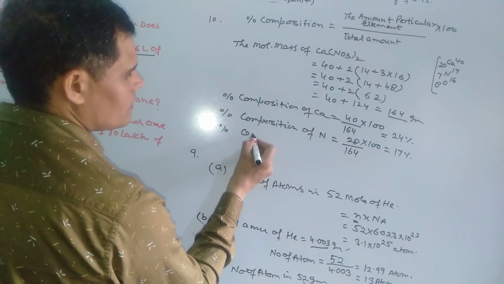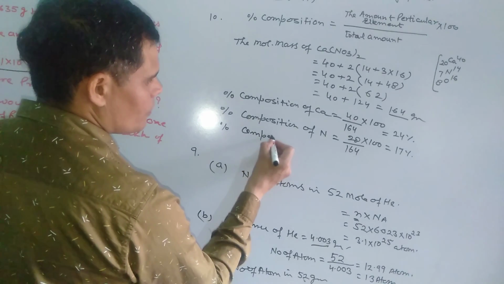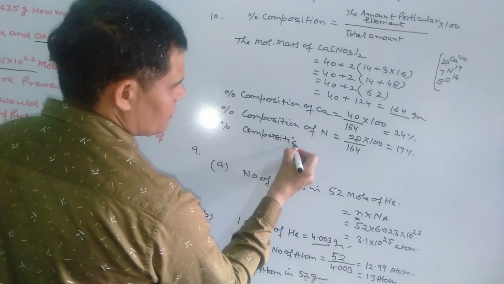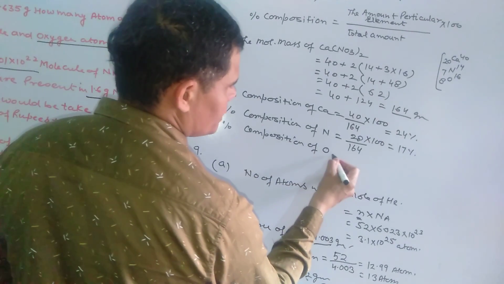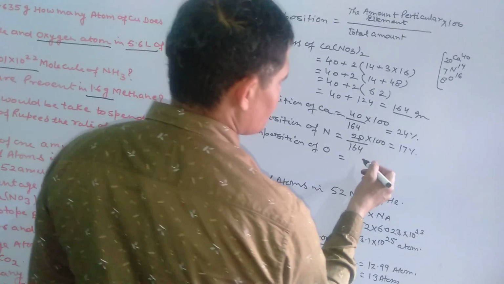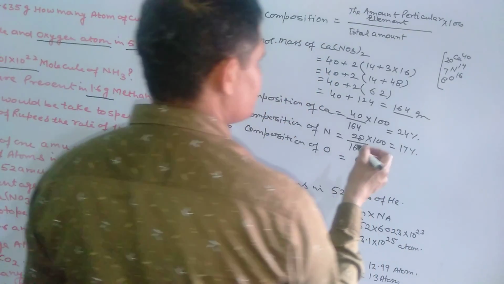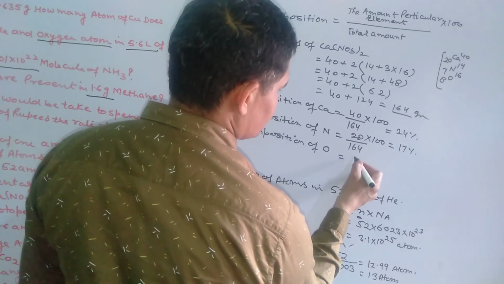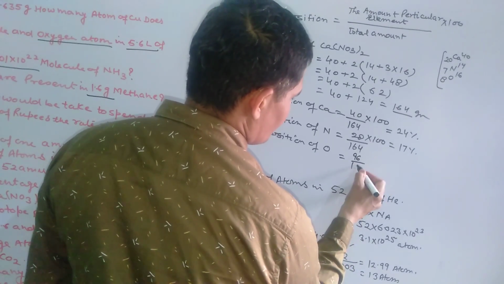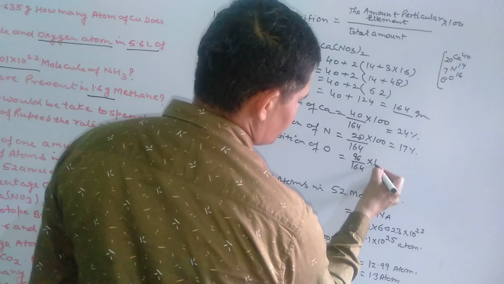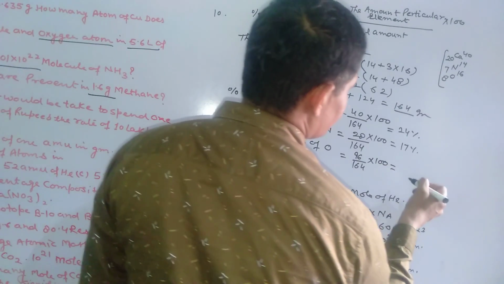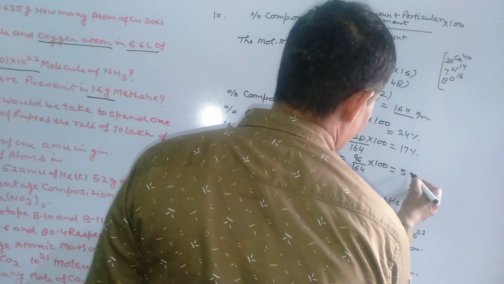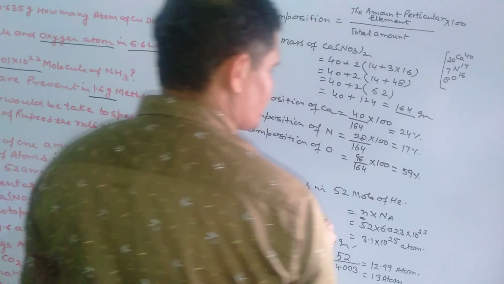Percentage composition of oxygen is: oxygen present is 96 upon 164 into 100, and it will be 59%. Percentage of oxygen.